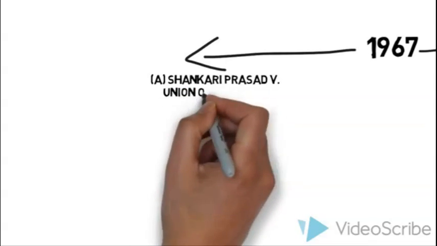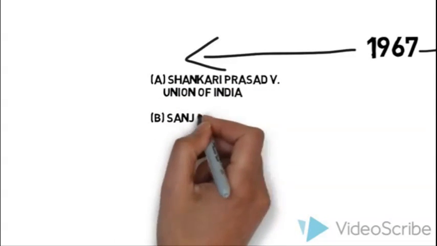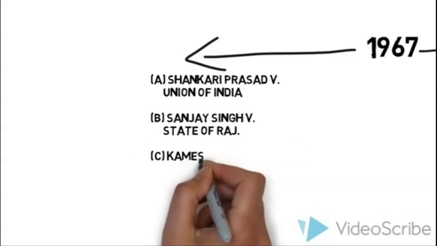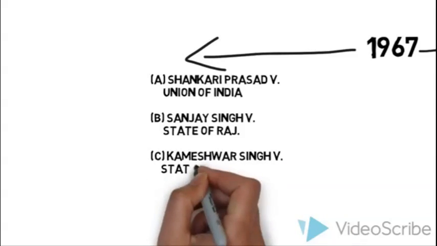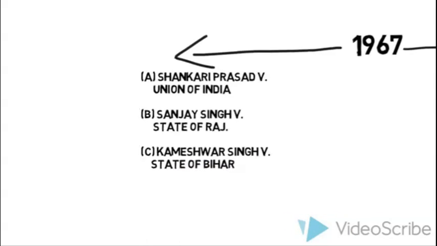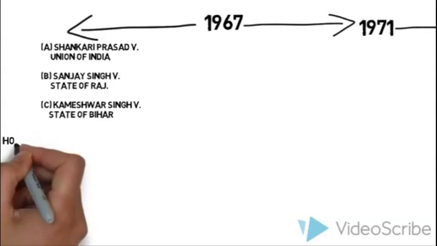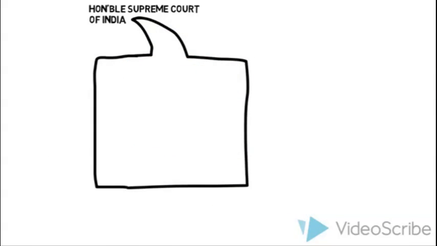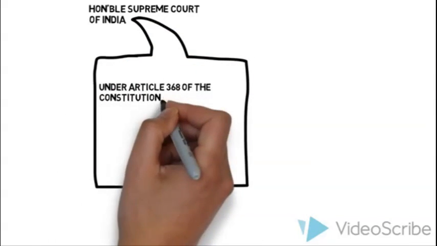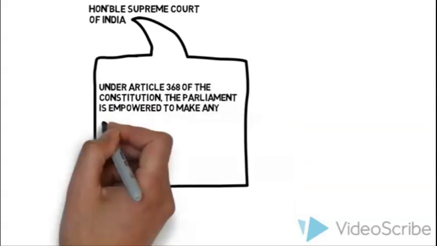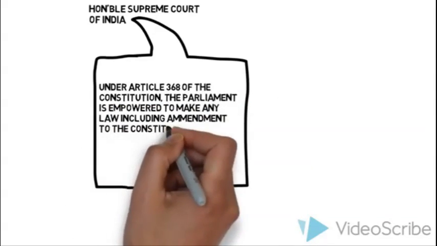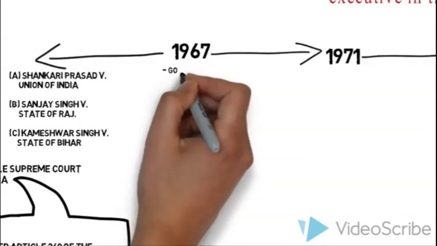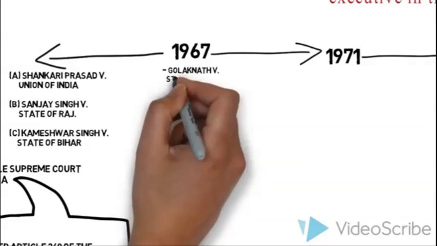Before 1967, three major cases framed and established supremacy of the Parliament. The cases were Shankari Prasad vs. Union of India, Sajjan Singh vs. State of Rajasthan, and Kameshwar Singh vs. State of Bihar. The Supreme Court established supremacy of the Parliament and declared that under Article 368 of the Constitution, Parliament is empowered to make any law, including amendments to the Constitution, and by doing so, fundamental rights can be violated. This declaration was passed by the Supreme Court before 1967, when the government was being run by most eminent and influential leaders in the country.